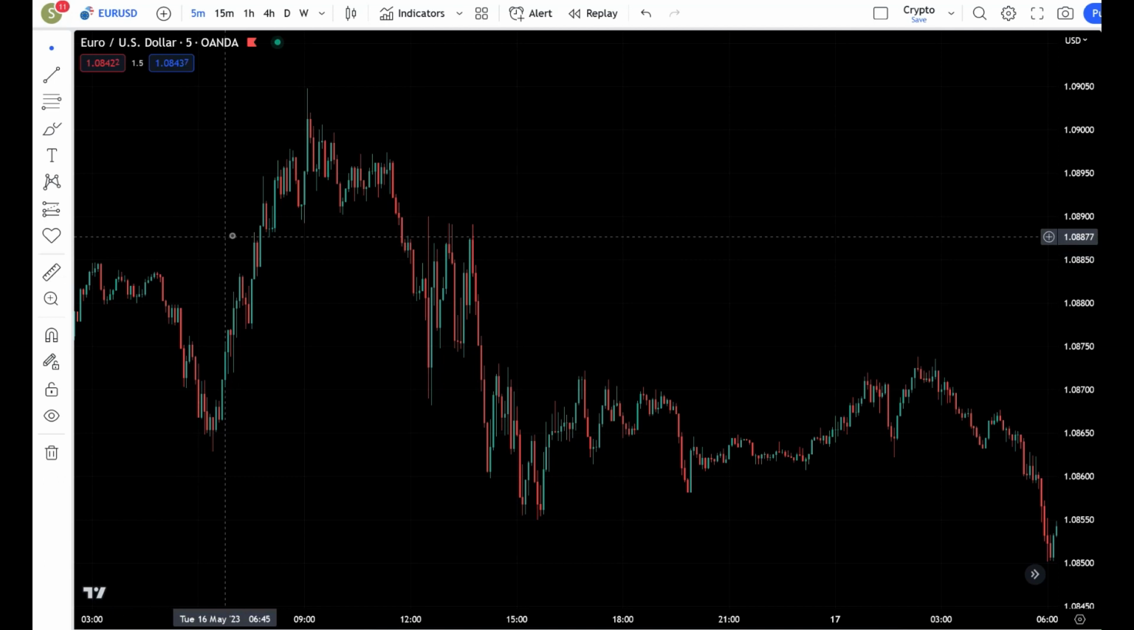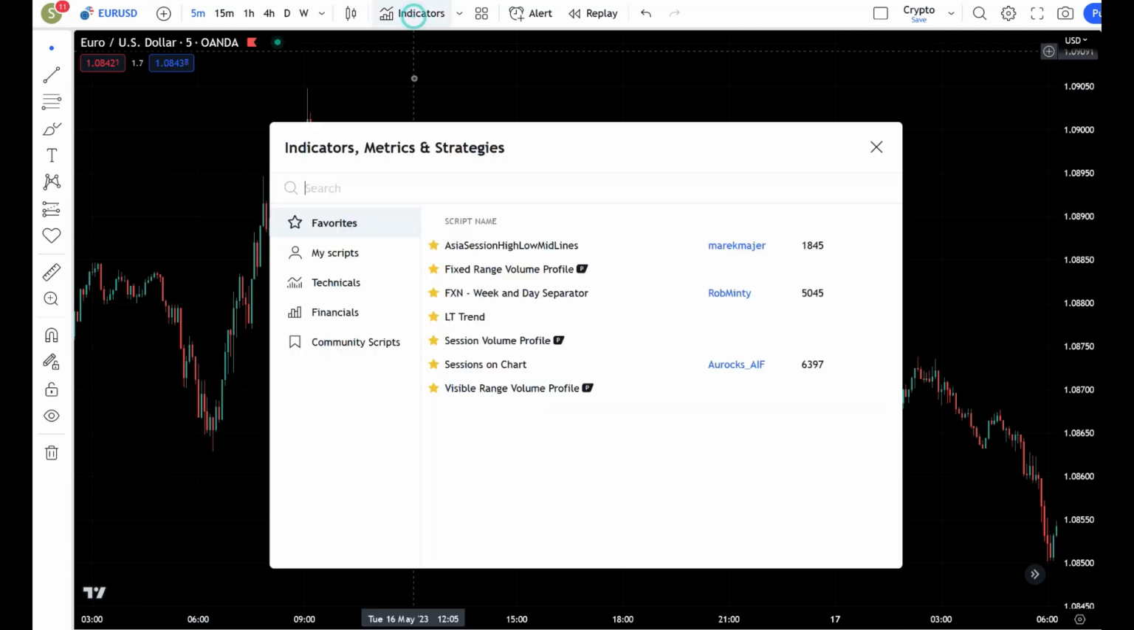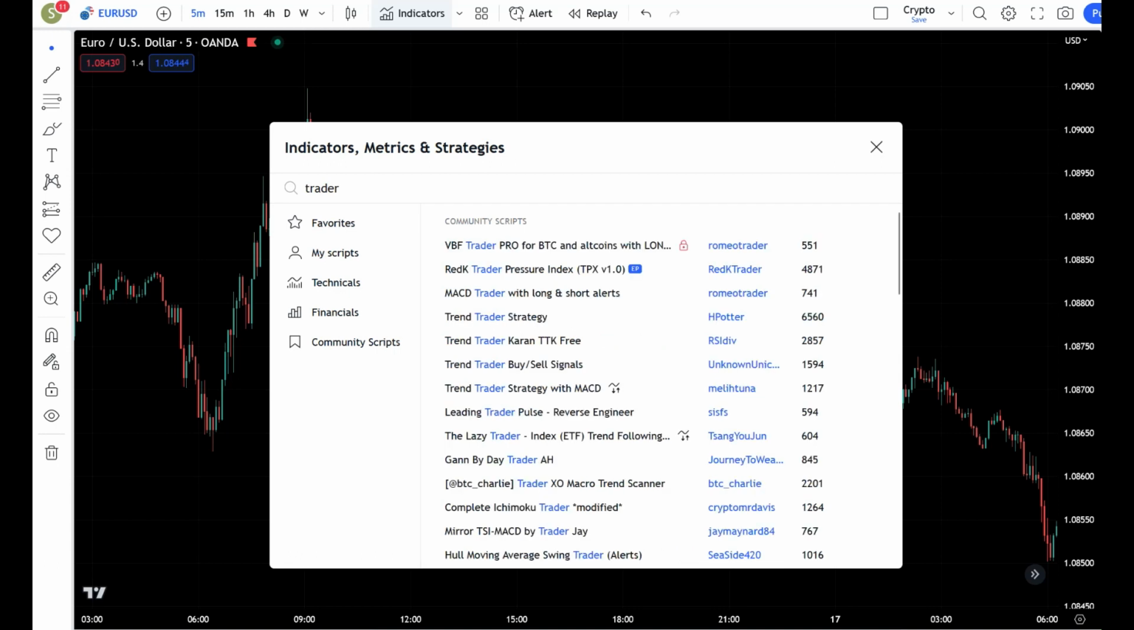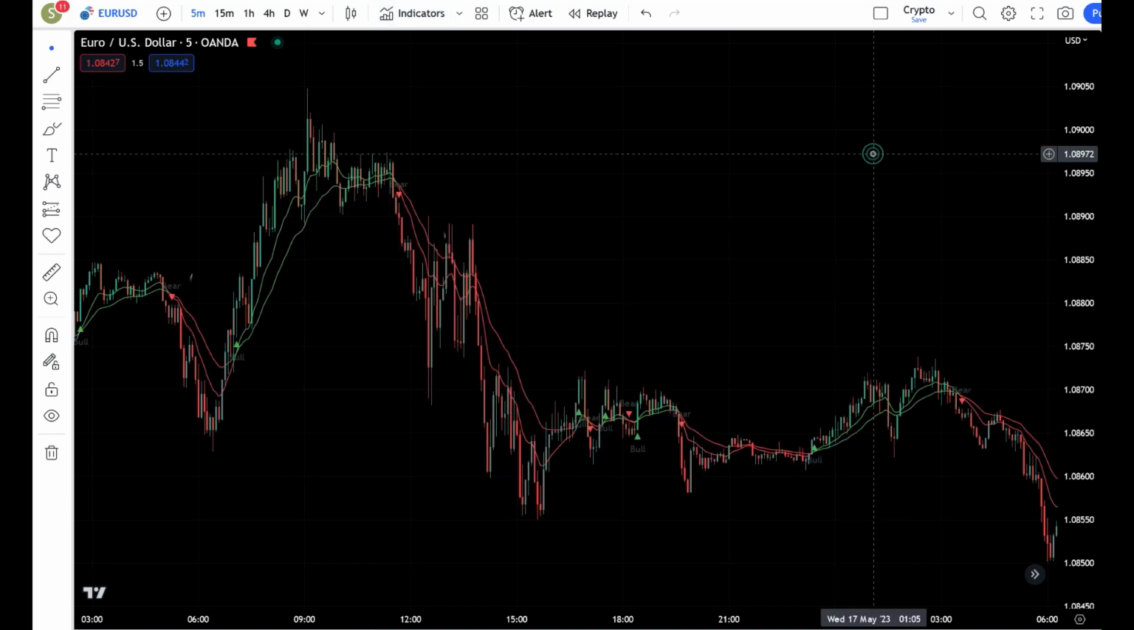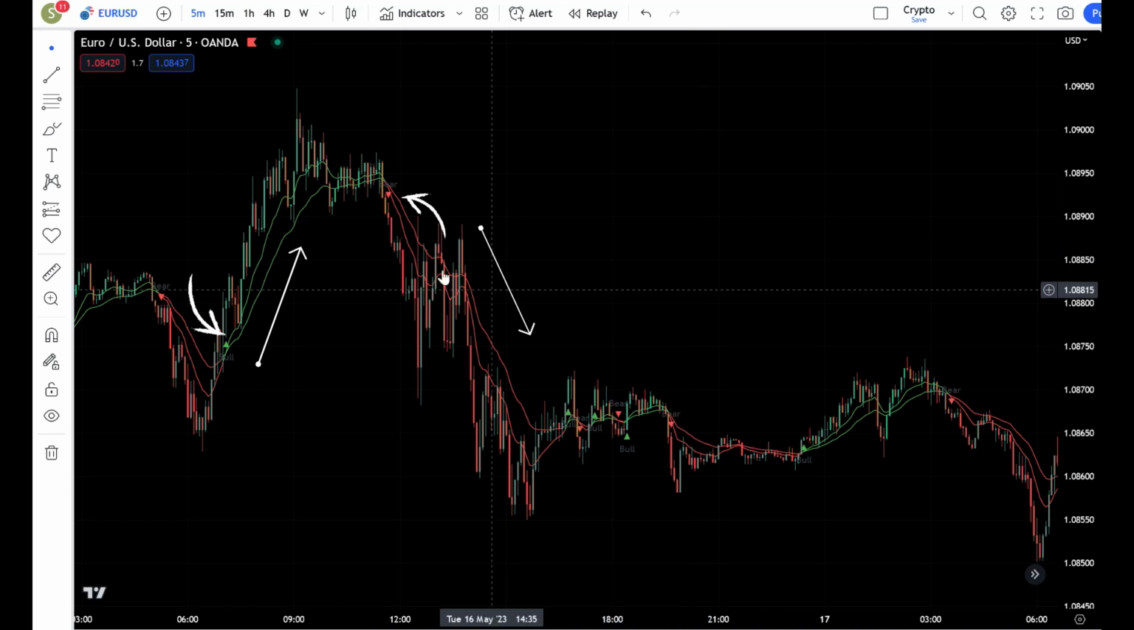Let's start by applying the first indicator. To do this, open the indicator section on Tradingview and type in the name of our first indicator, which is the Trader XO Macro Trend Scanner. Add this indicator to the chart. The Trader XO indicator provides very simple and clear buy and sell signals that we're going to use for trading.